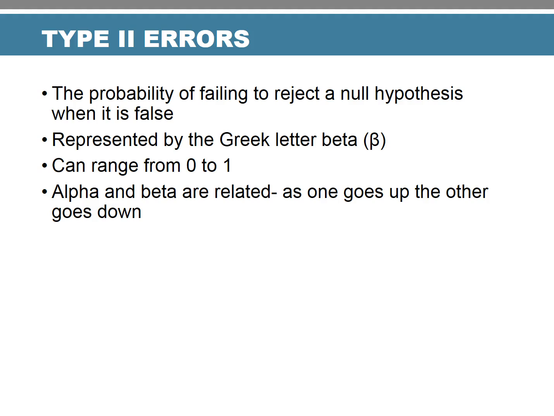Our type 2 error is the probability of failing to reject a null hypothesis when it is false. This is represented by the Greek letter beta, and this can range from 0 to 1. Alpha and beta are related, so as one goes up, the other goes down. This is why we can't just say we're going to set a level where we have a low probability of committing a type 1 error and a low probability of committing a type 2 error. They're kind of like opposite sides of the same coin, so we can't really get them both to be small at the same time. We're balancing the risk of committing a type 1 error with the risk of committing a type 2 error.